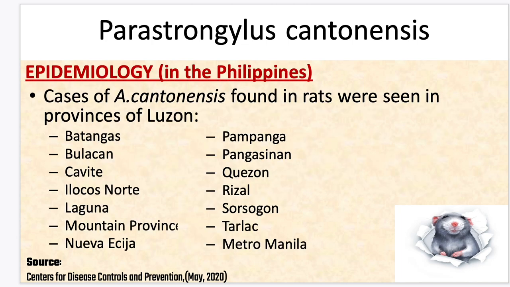So for the epidemiology in the Philippines, no, this parasite, Parastrongylus cantonensis, can be found in rats that were seen in the provinces of Luzon. It's in Batangas, Bulacan, Cavite, Ilocos Norte, Laguna, Mountain Province, Nueva Ecija, Pampanga, Pangasinan, Quezon, Rizal, Sorsogon, Tarlac, and Metro Manila. So thank you very much.